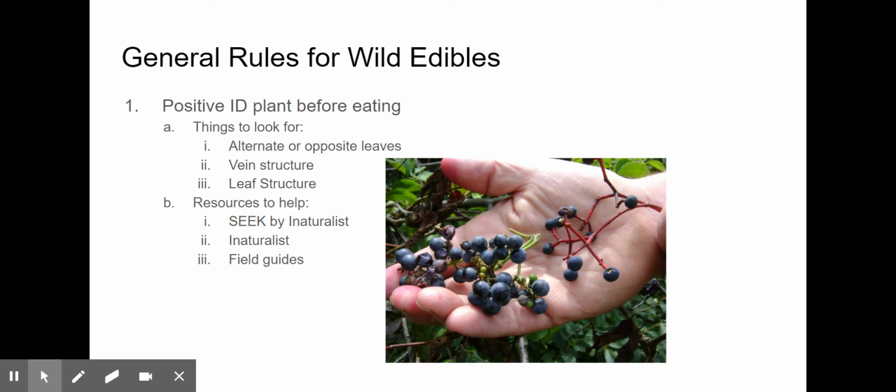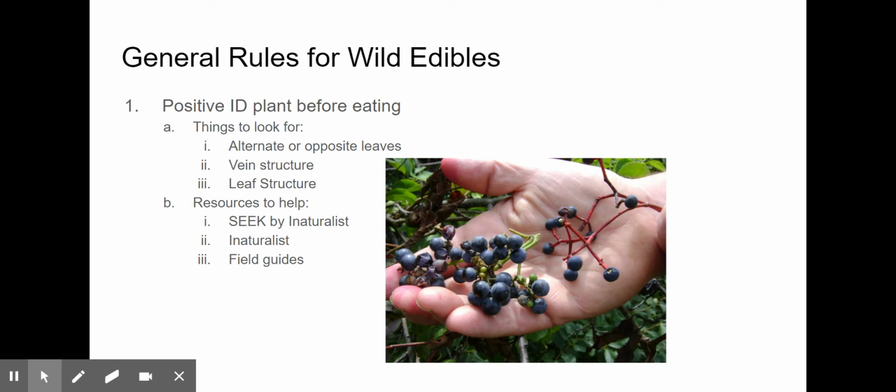So things to look for are the botany terms we kind of talked about. So alternate or opposite leaves. What's the vein structure doing? The leaf structure itself. Is it a compound leaf? Is it whorled? Is it a simple leaf? What's going on? So we want to use all those things to help us identify before we even decide that we want to try something.